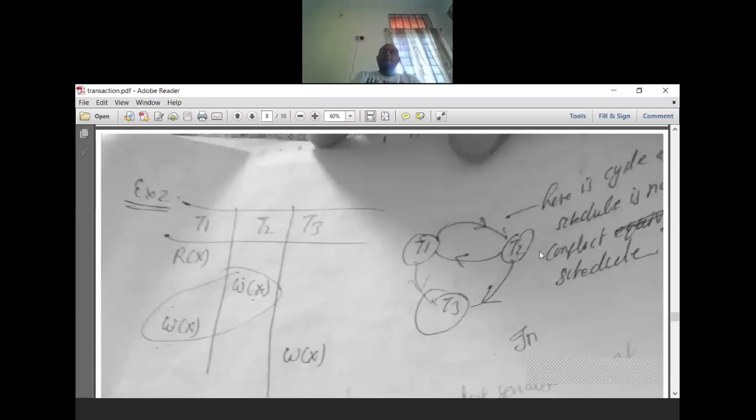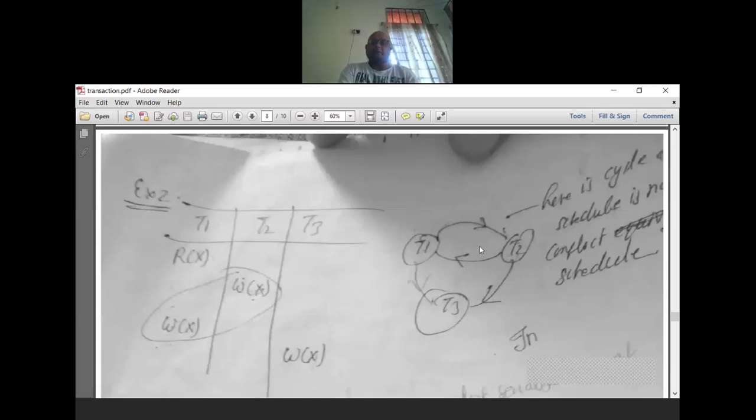Now I will check whether there is a conflict serializable schedule of this one or not. Suppose there is a cycle. This one is a cycle over here. Suppose there is a cycle in this figure, then I can directly say this schedule cannot have any conflict serializable schedule.